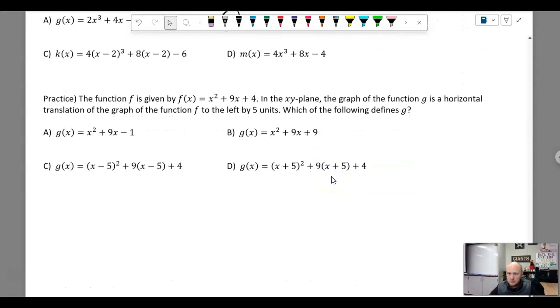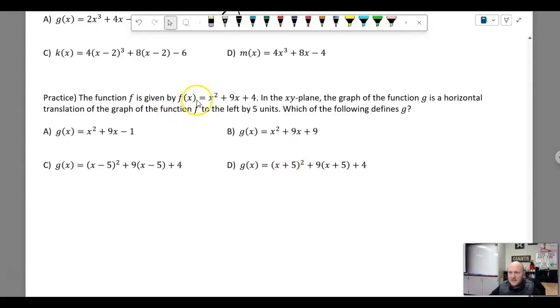Okay, here's a practice problem. The function f is given in the xy plane. The function g is a horizontal translation of the graph of the function f to the left 5 units. Which of the following defines g? Go ahead, pause me, try this one.